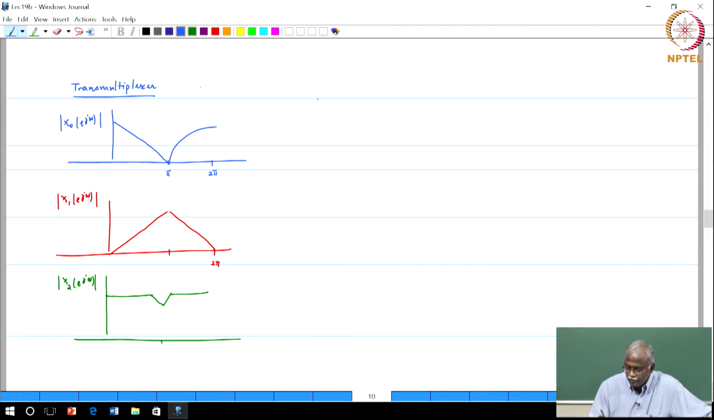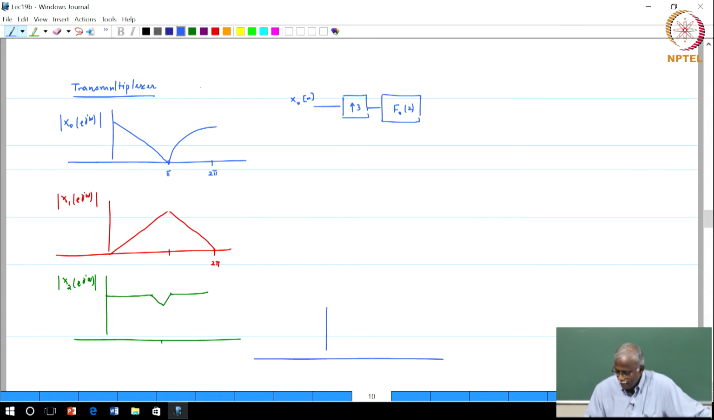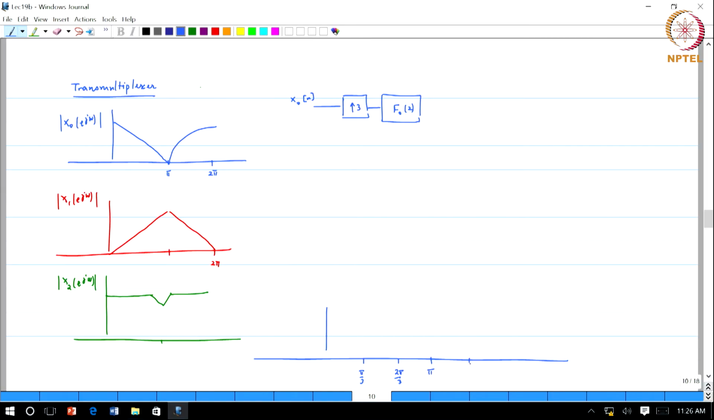with these 3 signals. I am going to feed x naught of n to a multirate structure, which is first going to upsample by a factor of 3 or insert zeros, followed by f naught of z, where f naught of z, let me just draw the filter here. This is pi by 3, 2 pi by 3, pi, 4 pi by 3, 5 pi by 3, 2 pi. Okay. So, the first of the filters f naught of z goes from minus pi by 3 to pi by 3.